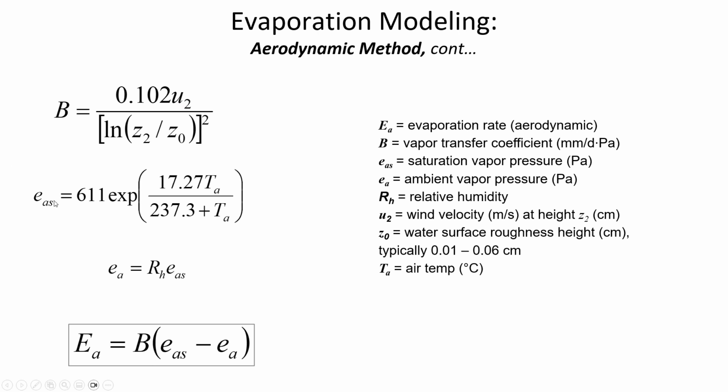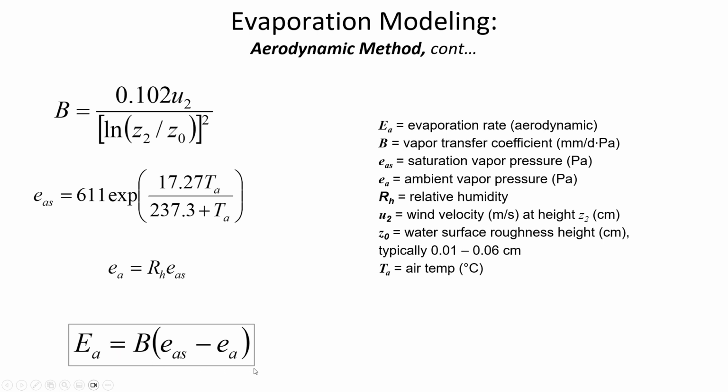E sub AS, you're trying to estimate the vapor pressure, like what would be the partial pressure of moisture when the water is completely saturating the atmosphere, if it was fully saturated. And then E sub A is our actual ambient vapor pressure, where you're using the relative humidity. And then the driving force is how far away you are in the actual conditions from the saturated vapor pressure. So you'll notice if you have a big difference between E sub AS and E sub A, then that's going to lend itself to a larger evaporation rate.